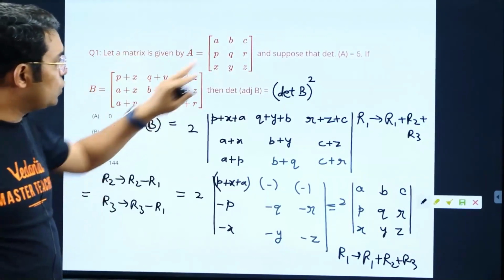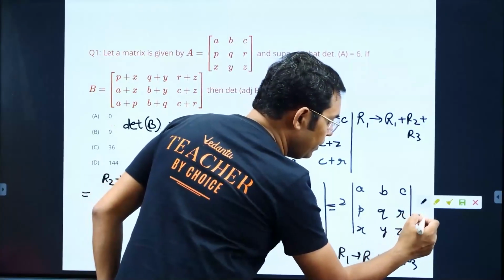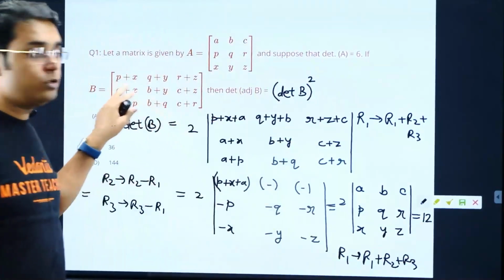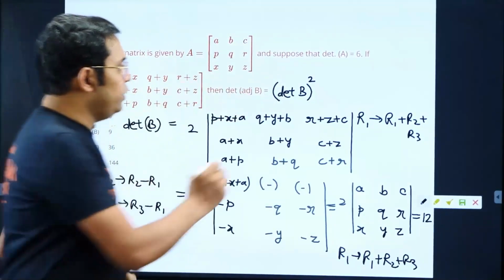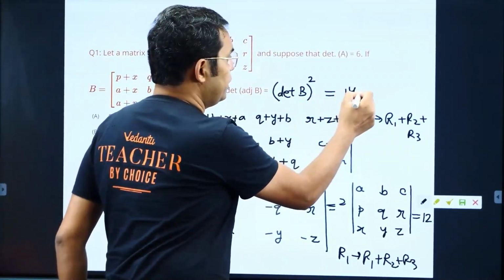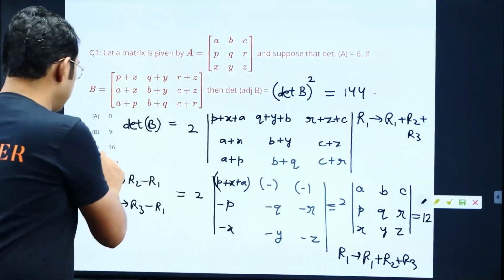So it will become 2 times 6. That means it will be 12. And we are supposed to find determinant of B square, so it will be equal to 144. So the answer of this question is D.